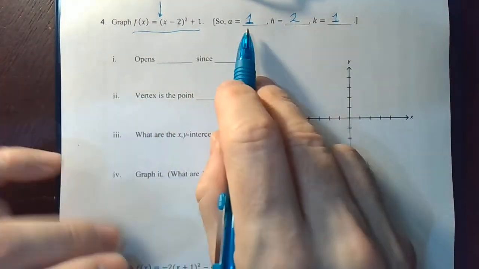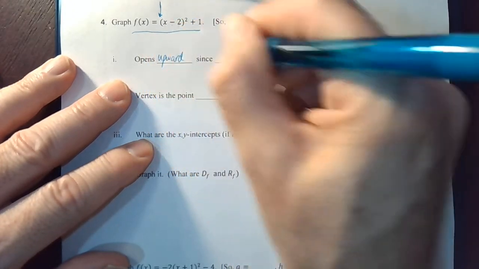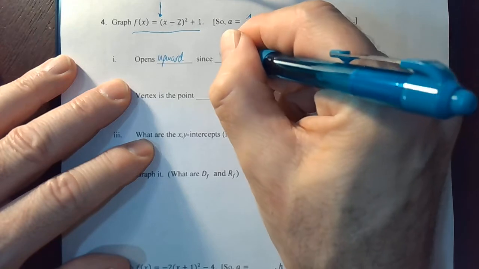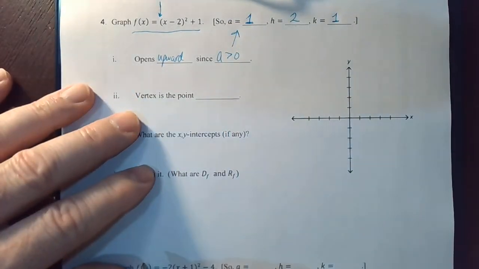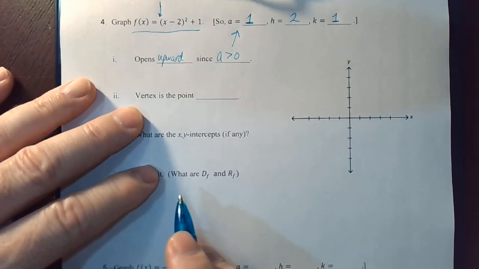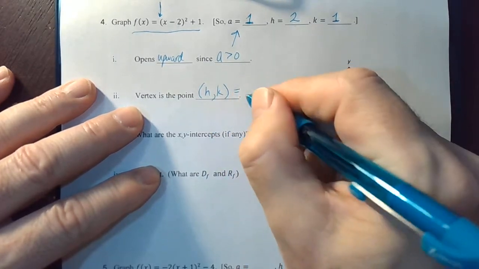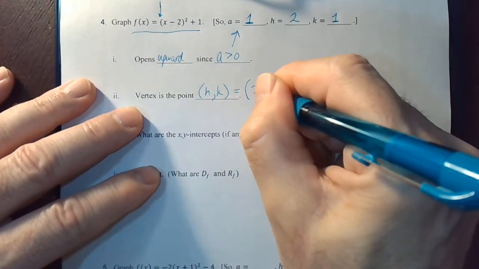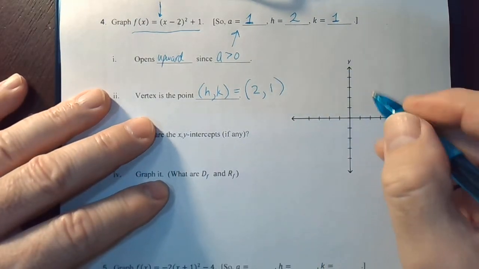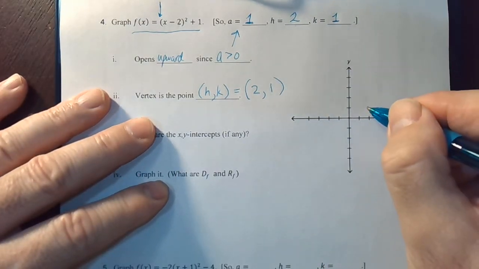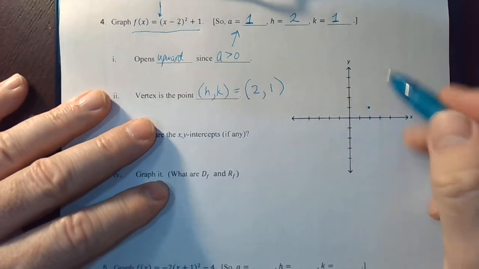Well, a is positive, right? Opens upward. Since a is greater than 0, I'll remind us a is equal to 1. The vertex is the point h, k, which for us is h is a 2, k is a 1. 2 comma 1. Let me go ahead and graph that over here, plot it. 2, 1. That's the vertex. And it opens upward, so we almost know what this graph looks like.